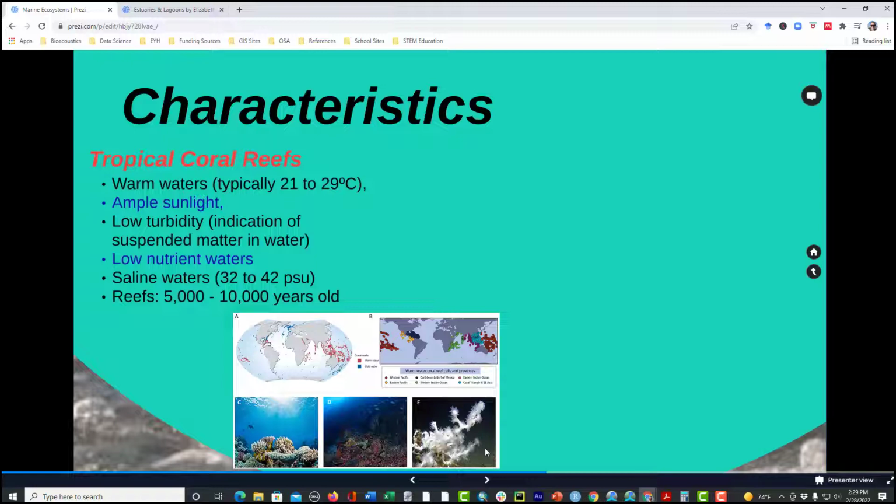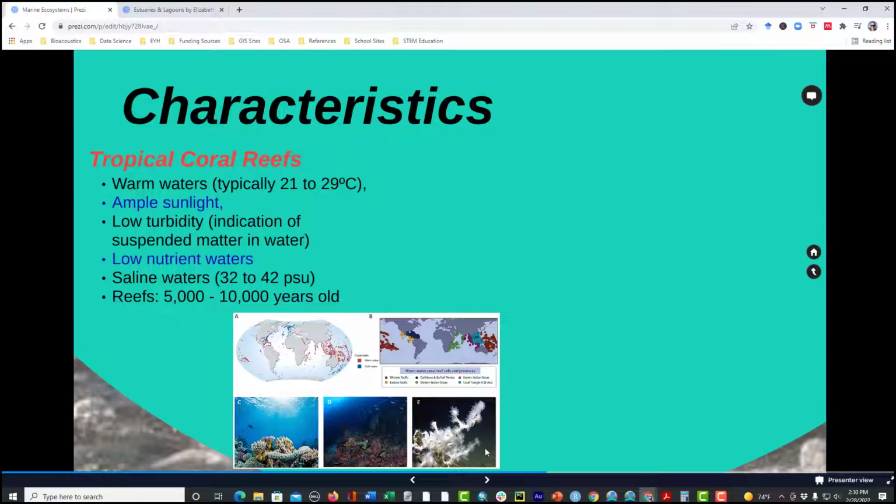Characteristically, there are tropical coral reefs, which exist in warm waters that are typically about 21 to 29 degrees Celsius, so 70-ish or so Fahrenheit. So much warmer waters, where there's ample sunlight and low turbidity, so there's not a lot of wave action occurring, and no real strong currents that are shifting organisms and larvae out of that region.